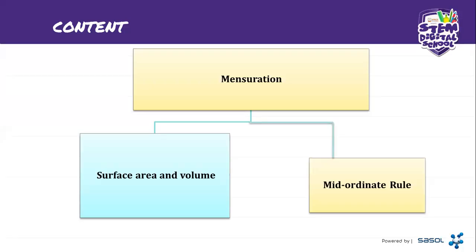Now, under content, I've tried to split this mensuration into two. The first one will be looking at surface area and volume. And the second one will be the Midordinate Rule. So under mensuration, these are two aspects that you will find. And remember, this topic formed part of paper 2. So it's a very important topic where a learner can collect a lot of marks, right? Now let's get into the topic.